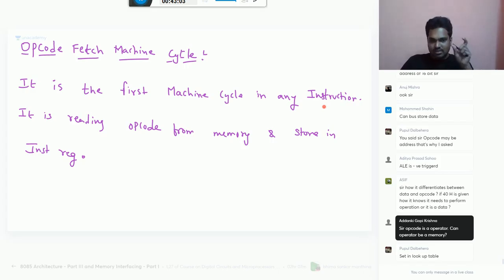In the first machine cycle itself, the computer will understand how many machine cycles that particular instruction requires. If that instruction requires 3 machine cycles, until then it will not read again as an opcode. So who is differentiating whether it is opcode or normal data? The computer is differentiating. How? When it is reading the first machine cycle of any instruction, it will read it as an opcode. Okay, Asif?